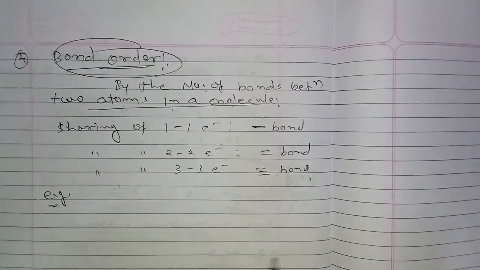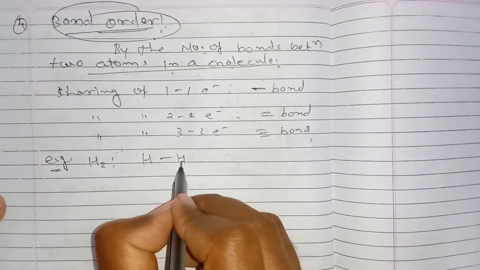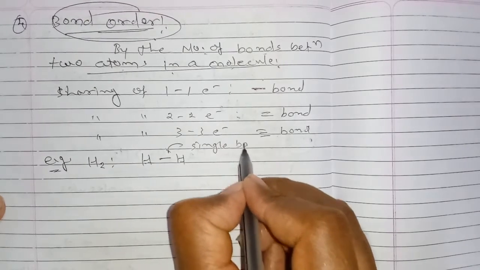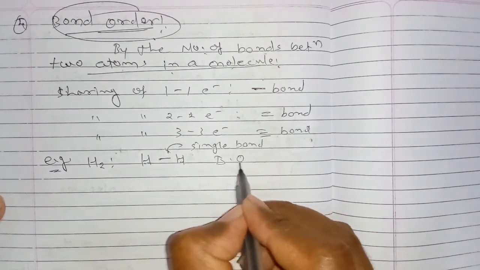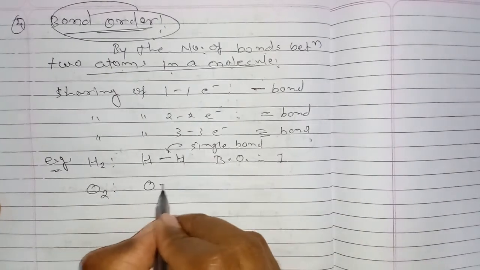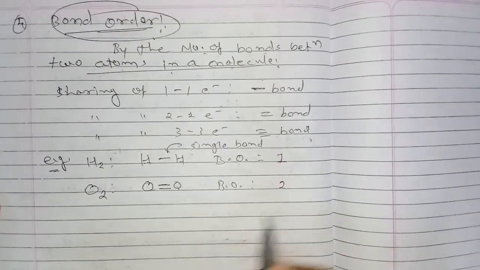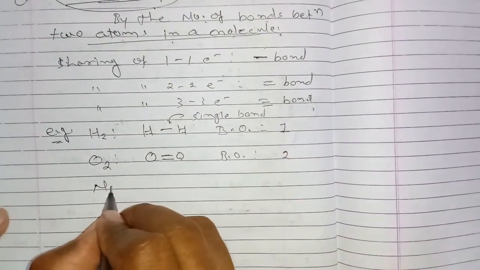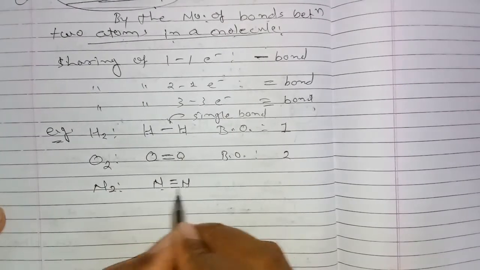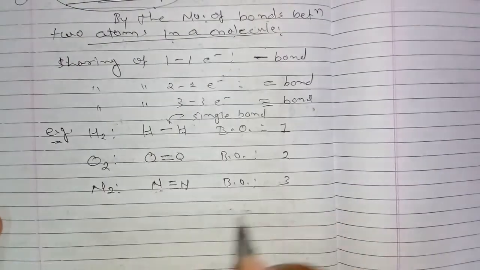For example, in a hydrogen molecule, there is a single bond between two hydrogen atoms, so its bond order is 1. In an oxygen molecule, there is a double bond between two oxygen atoms, and its bond order is 2. In a nitrogen molecule, there is a triple bond between two nitrogen atoms, and its bond order is 3.